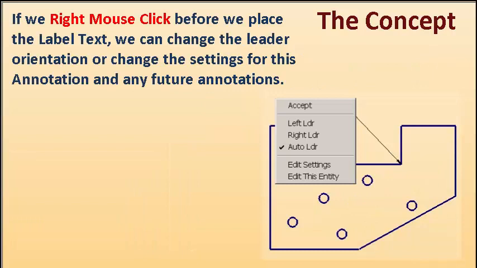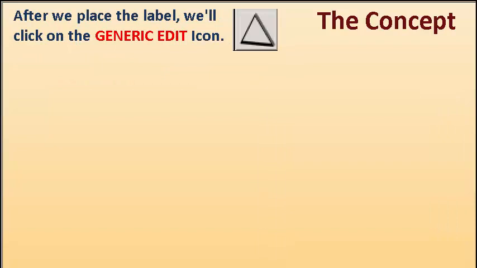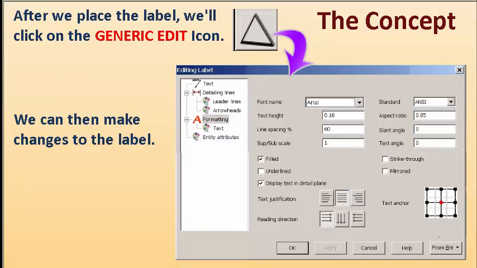If we right mouse click before we place the label text, we can change the leader orientation or change the settings for this annotation and any future annotations. After we place the label, we'll click on the generic edit icon. We can then make changes to the label.